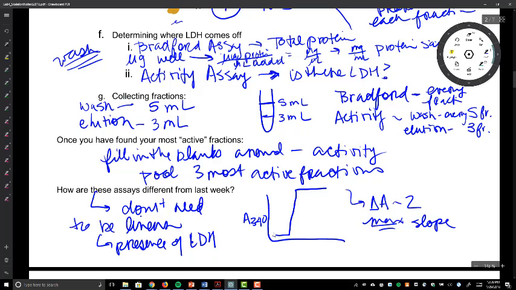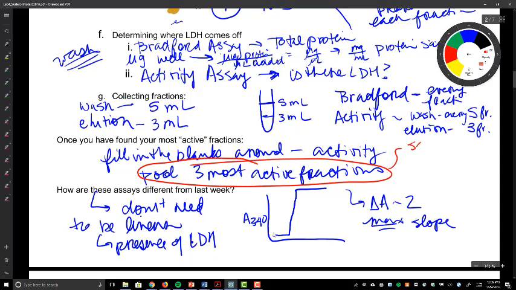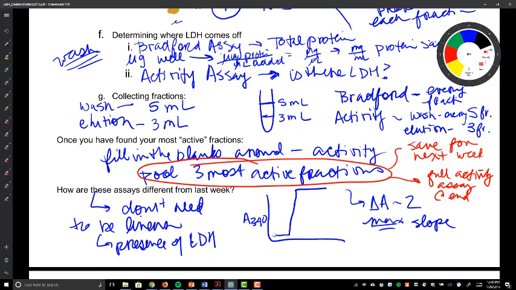Once you've filled in the blanks and you've pooled your fractions, which by the way, it's super important to know that you're going to save this for next week, give it to Lindsay. Do not throw this in the trash. You're actually going to go back and take those 3 most active fractions and run a full activity assay at the end of class. And that way, you can figure out how much LDH is present. You can estimate how many units of LDH are in your sample at that point.